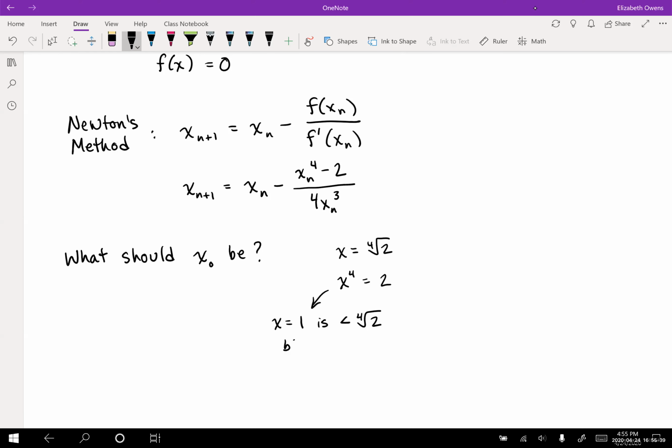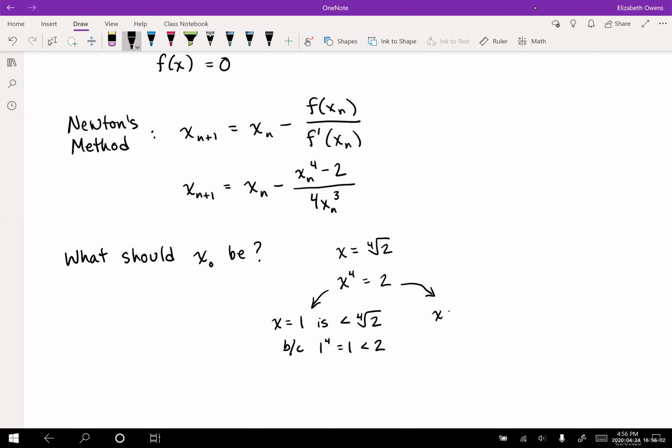All right, because 1 to the fourth would equal 1, and that is less than 2. Okay, so that could be kind of a boundary on one side here. X equals 1 is going to be too small, smaller than the value that we're looking for. Okay. And then let's try on the other side of that.